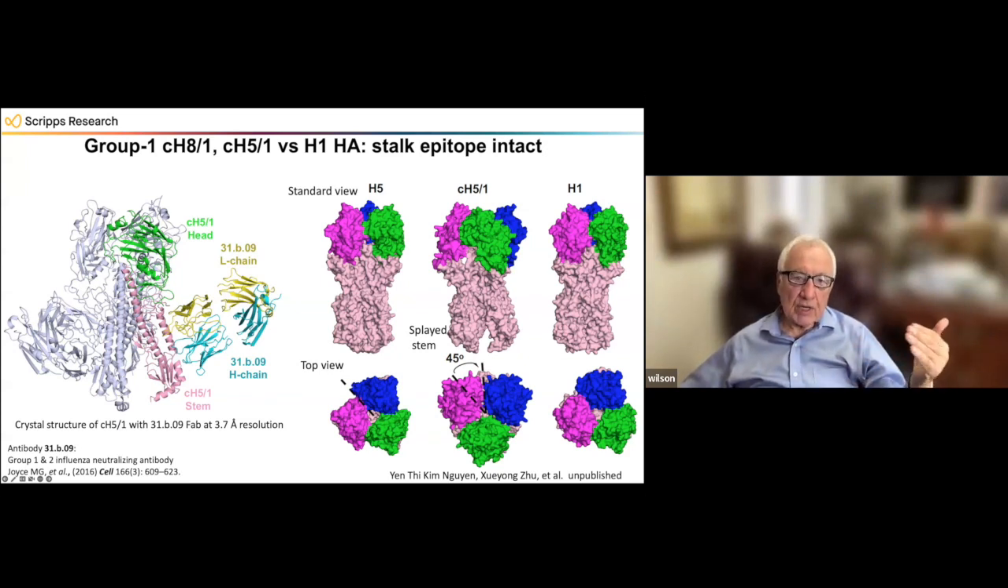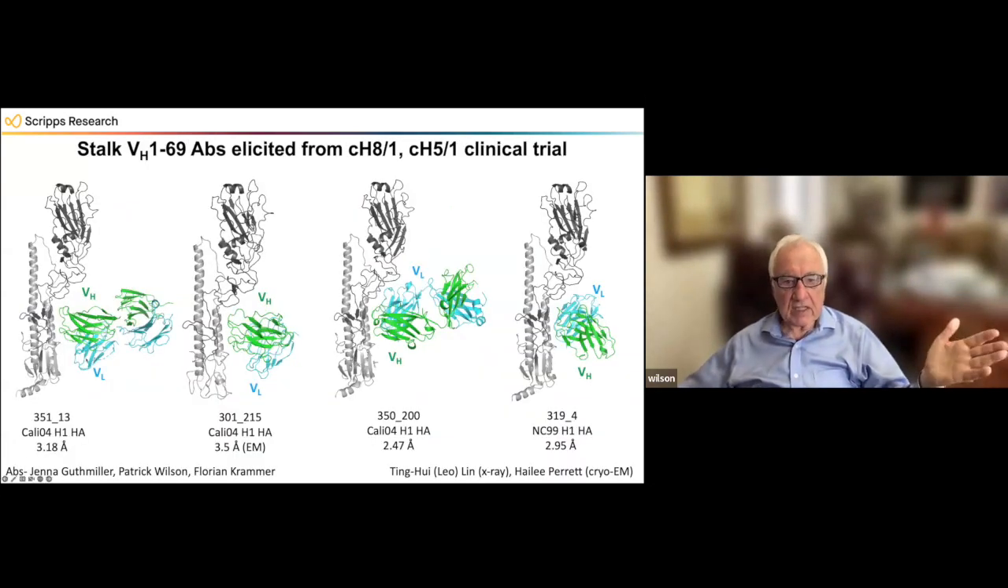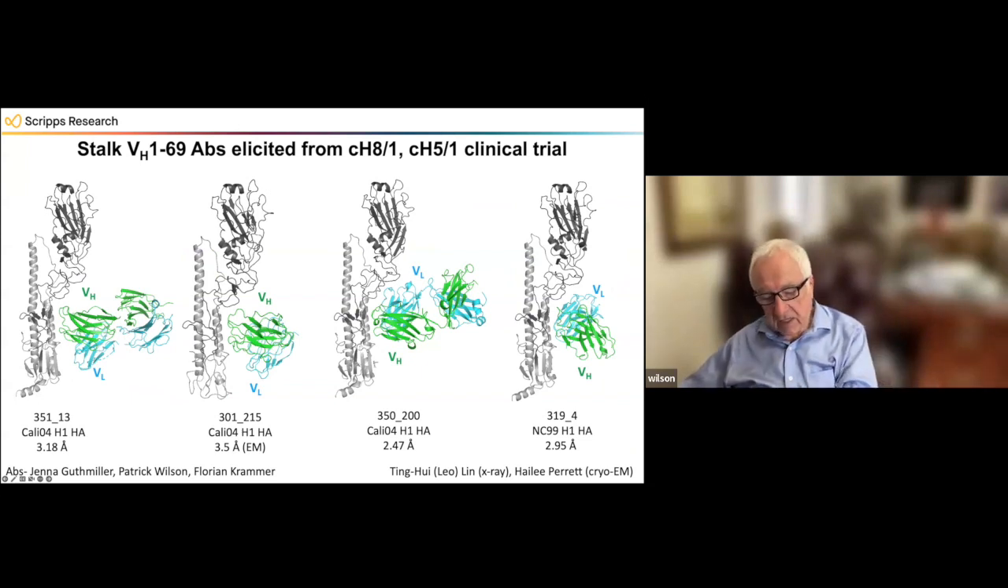And so it compares to, so this is the H5 structure, this is the H1 natural structure, and this is this artificial chimeric type structure. And so that's used as an immunogen to focus the response against the stem. And in fact, we've got antibodies back from that, from Jenna Guttmüller, Patrick Wilson, Florian Kramer. And basically, yes, you can elicit antibodies, and these antibodies are binding in exactly the right place to the stem, so showing that that type of design can actually work for a vaccine.